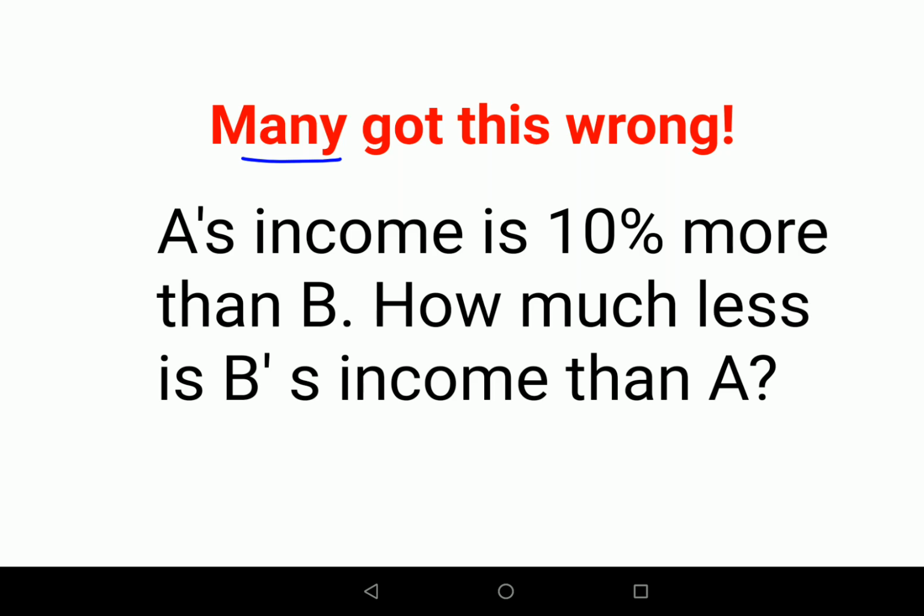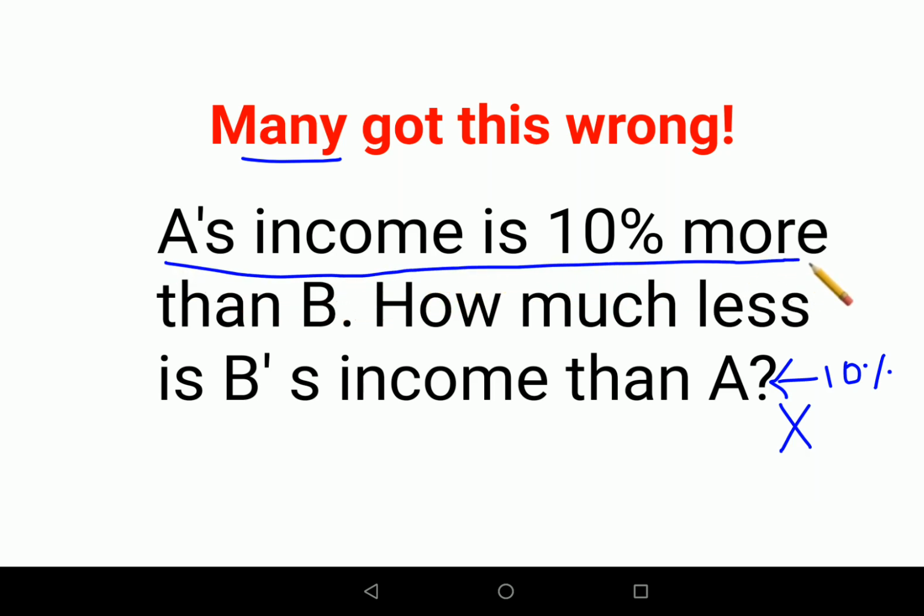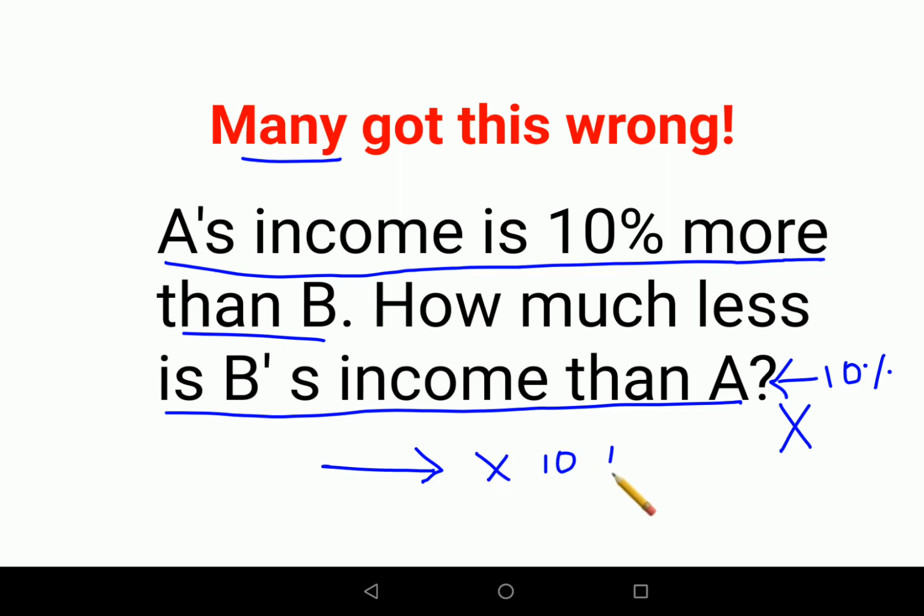Many people thought that the answer for this one is 10%, and trust me, that is wrong. Let's first understand what the question is. The question is: A's income is 10% more than B. How much less is B's income than A? A lot of people thought the answer has to be directly 10%. But you will realize that when you start calculating, the answer doesn't come out to be 10%.